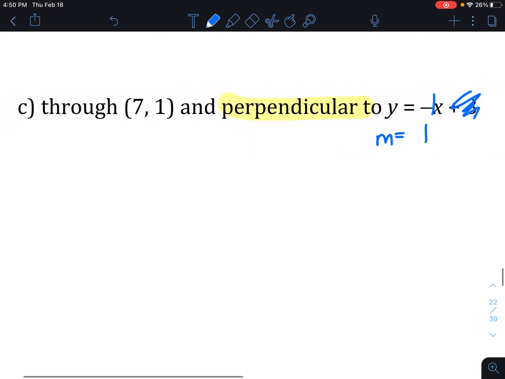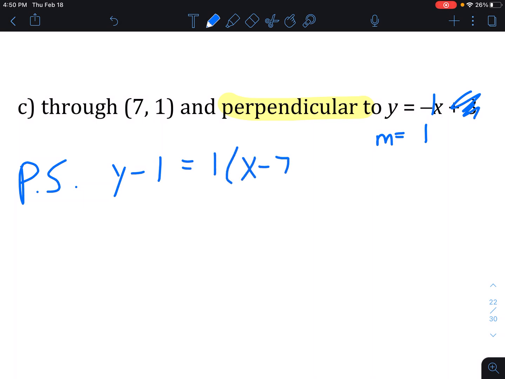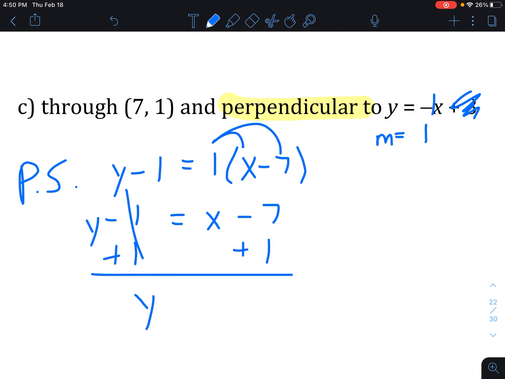So we're going to use that and go into our point slope formula now. Point slope, y minus y1 equals m parentheses x minus x1. So let's get rid of the parentheses. We're going to distribute the 1 times x and 1 times negative 7. And then we're going to add 1 to both sides. Okay, and then we're done. y equals mx plus b.